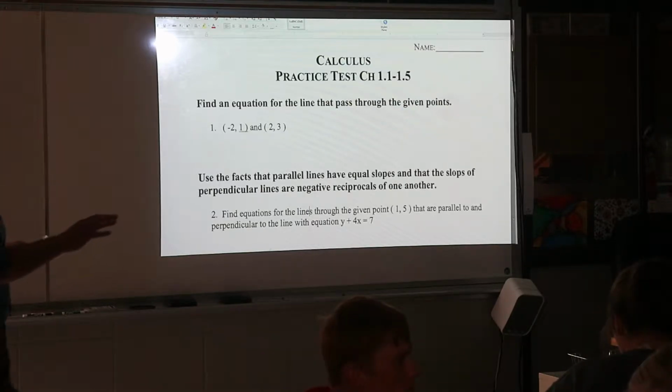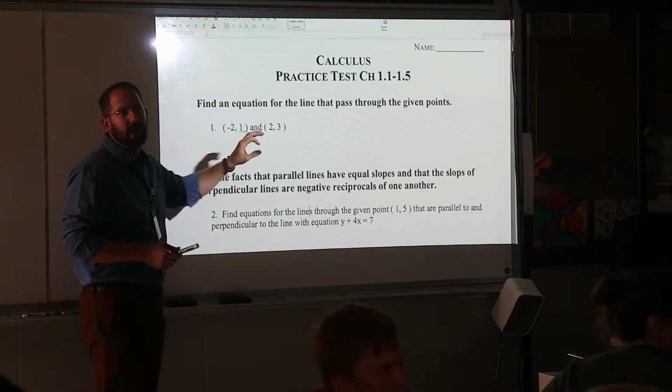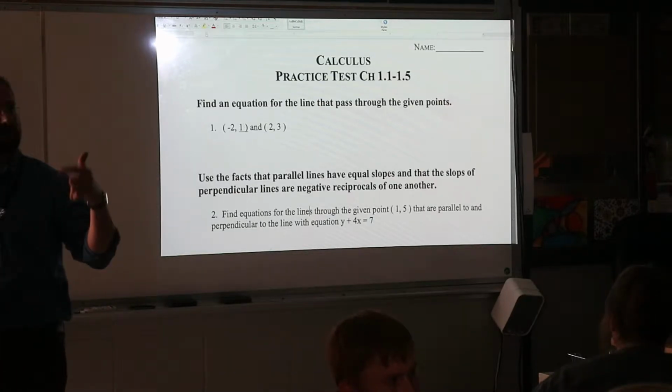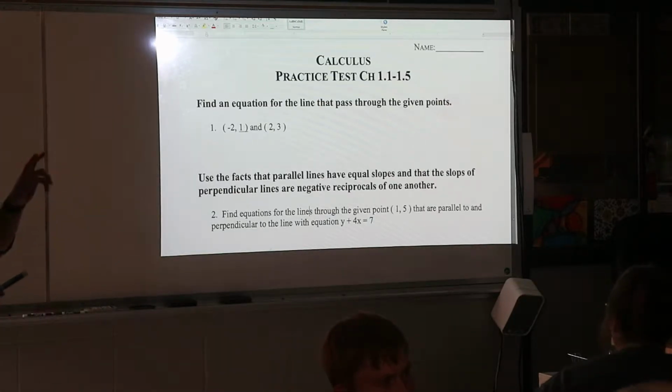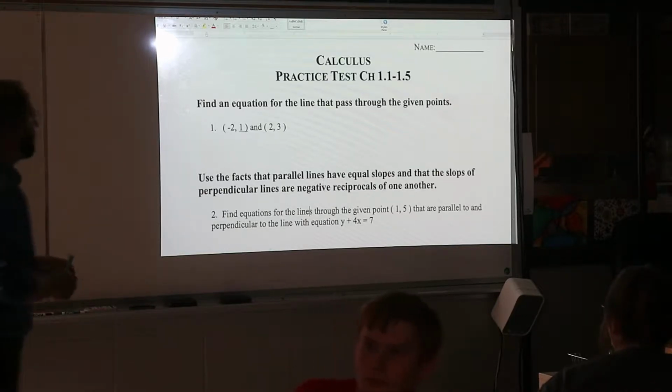Let's walk through the first one. We need to find an equation for this line that passes through the given points. It doesn't matter the form you put it in. I can put it in point slope, standard, whatever you want. I'll have the answer key down. I would probably expect most people to go to point slope form because it's one of the easiest forms. In fact, let's write that down.